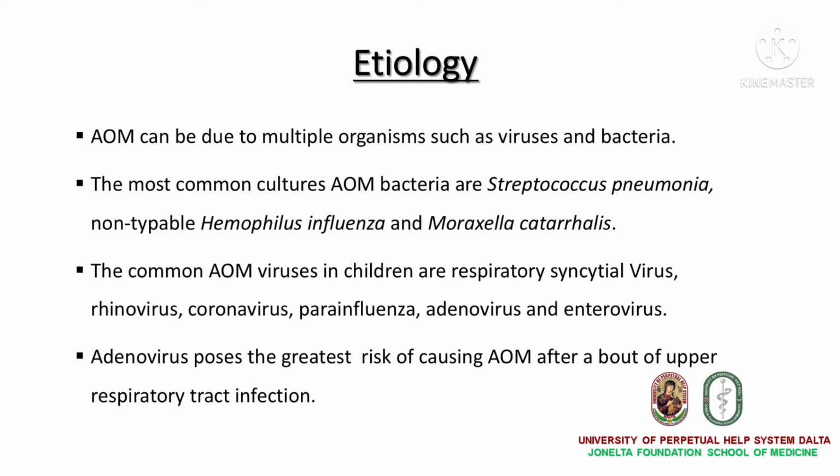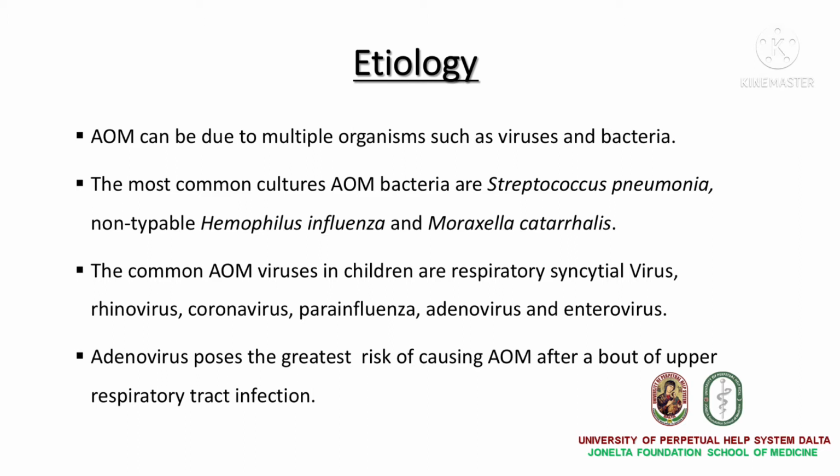After this, a patient might have acute otitis media because of Haemophilus influenzae and Moraxella catarrhalis, right? So Streptococcus pneumoniae, Haemophilus influenzae and Moraxella catarrhalis are the three bacteria that can cause acute otitis media, and out of these three, Streptococcus pneumoniae, pneumococcus, is the most common. The common acute otitis media viruses in children are respiratory syncytial virus (RSV), rhinovirus, coronavirus, parainfluenza, adenovirus and enterovirus. So a patient might have acute otitis media because of these viruses also.